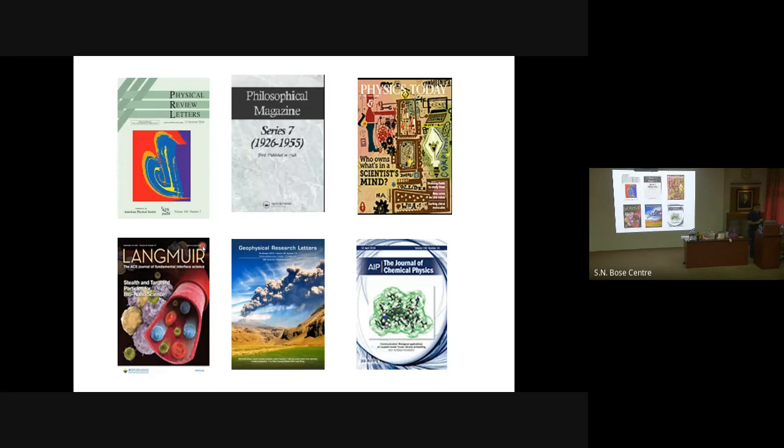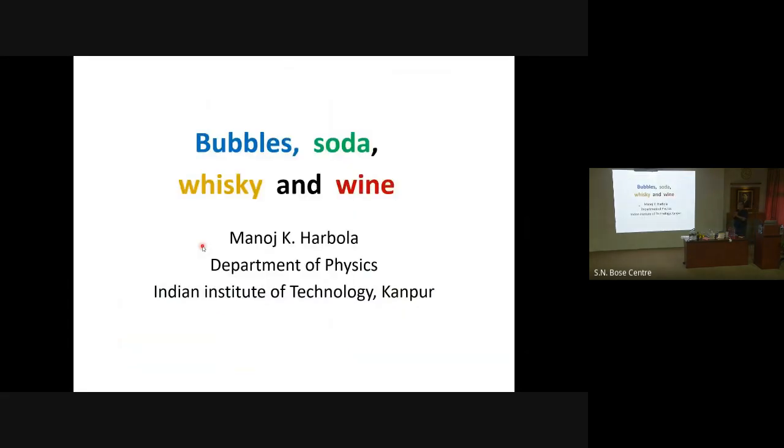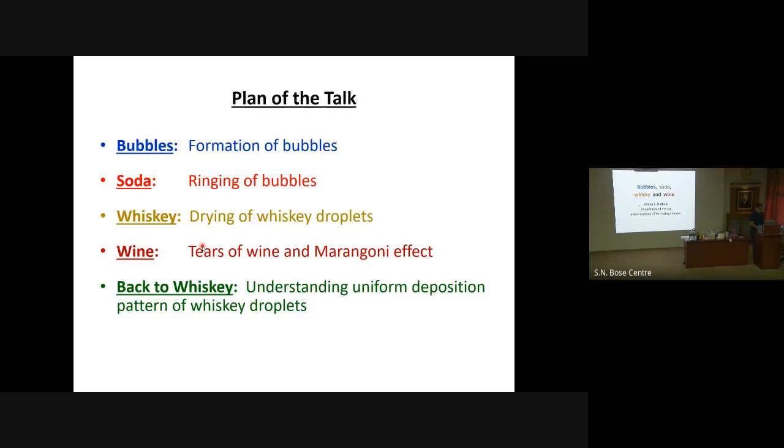Right. And all this stuff that I'm going to talk about, I've taken from top-class research journals: Philosophical Magazine, Physics Today, Langmuir, Geophysical Research Letters, Journal of Chemical Physics. So there's the title after all this setup: Bubbles, soda, whiskey, and wine, and I've explained why I'm talking about these four. All right. So the plan of the talk is I'll talk about bubbles, how they are formed, and how that is verified.